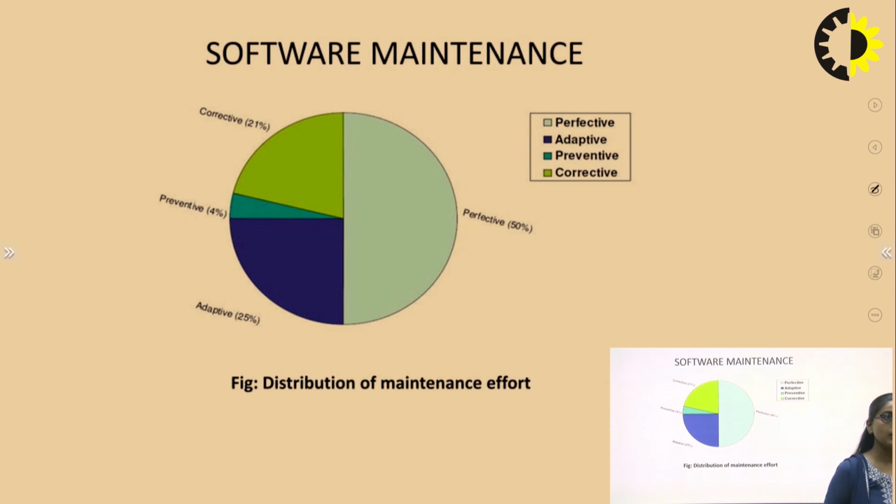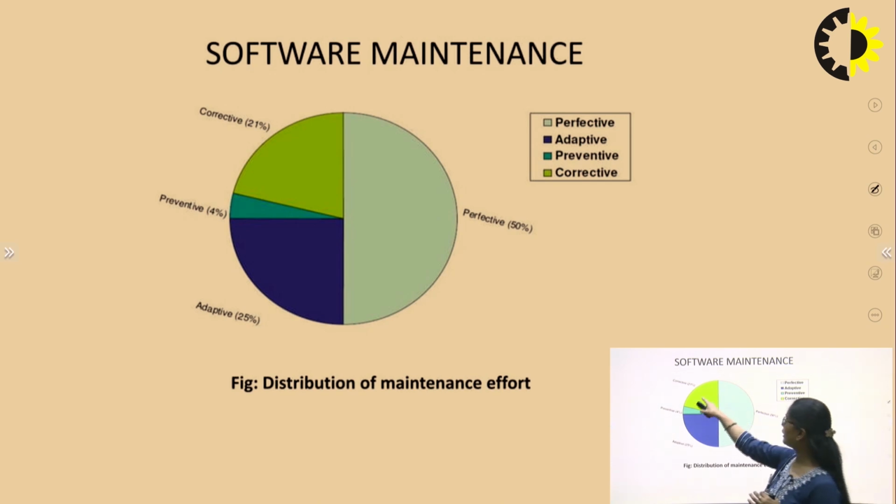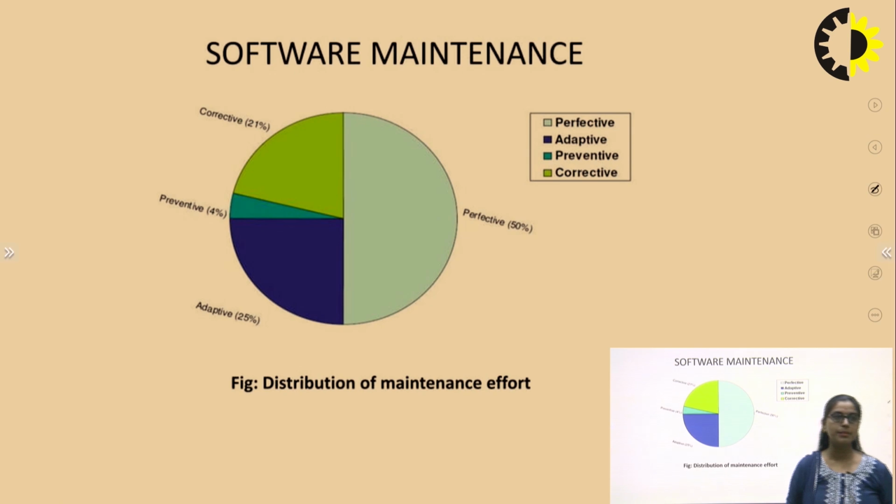Okay, now this is the total cost of the maintenance part. The corrective part takes 21%, preventive is 4%, adaptive is 25%, and the perfective part takes 50%. This is basically the distribution of the maintenance efforts.